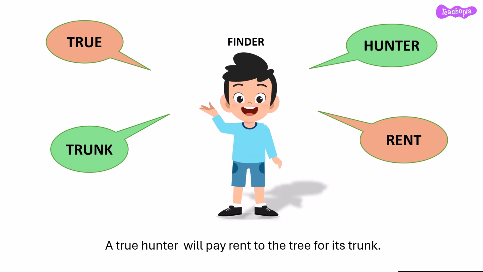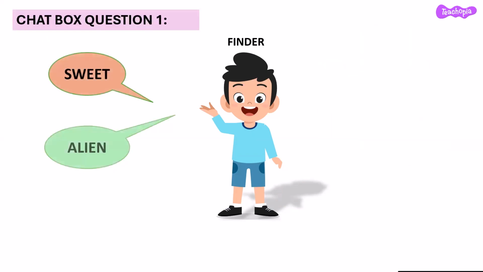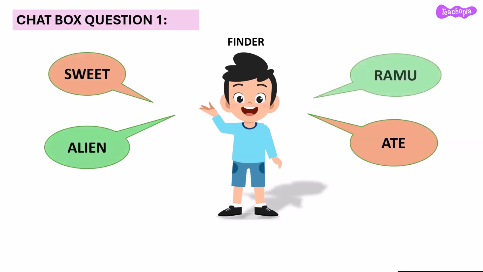So similarly, teachers, this is a sentence which he was able to frame. This is an example. He can find any other sentence as well. So if we give some other words apart from the words he already has, like these: sweet, alien, ate, and Ramu. Can the teachers help the finder frame one sentence now? I request the teachers to help the finder frame a simple sentence using these 4 words. You can post your answers in the chat box, teachers.